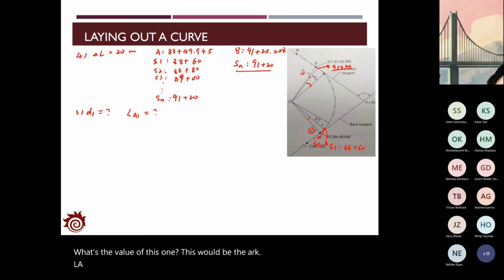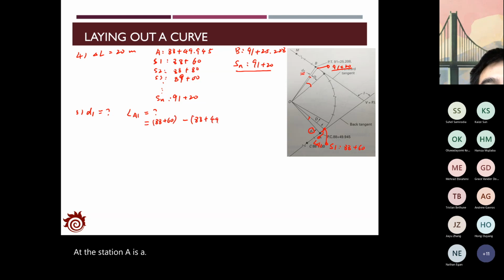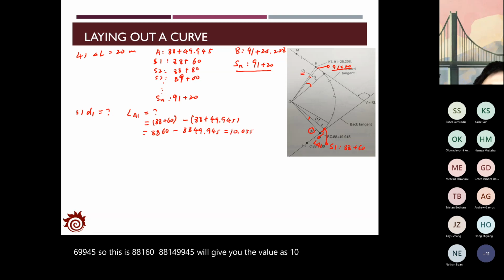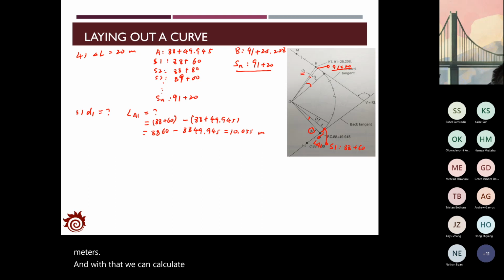So this one can be calculated based on the stations we defined. S1 is 88 plus 60, and station A is 88 plus 49.945. So this is 8860 minus 8849.945. It will give you the value as 10.055 meters.